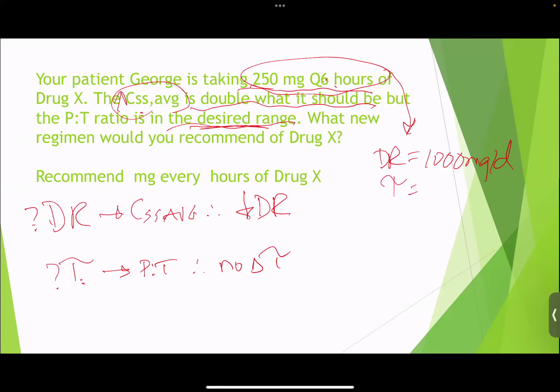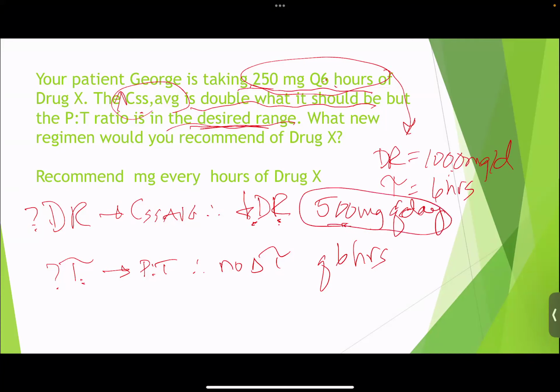And our dose interval is 6 hours. So we know we're going to keep the tau the same. So we're going to give whatever it is every 6 hours, and we're going to decrease our dose rate in half. So therefore, it's going to be 500 milligrams per day is our new dose rate. So we're going to give 500 milligrams per day, but we need to chop it up into 4 pieces. So what's 500 divided by 4?